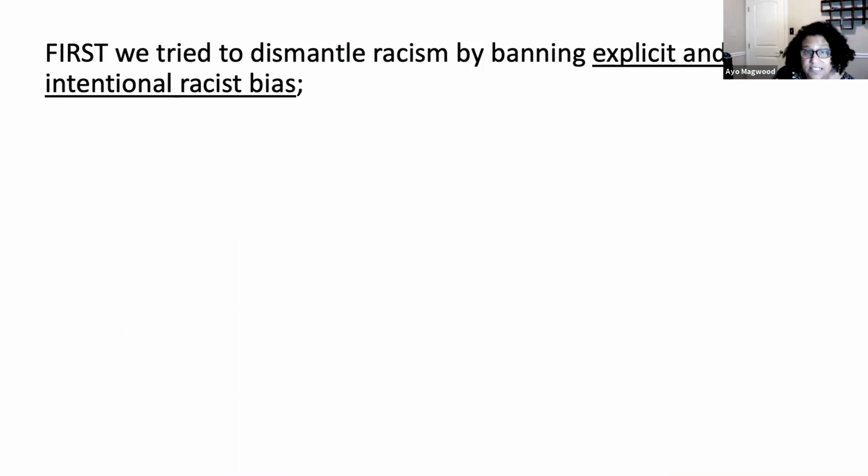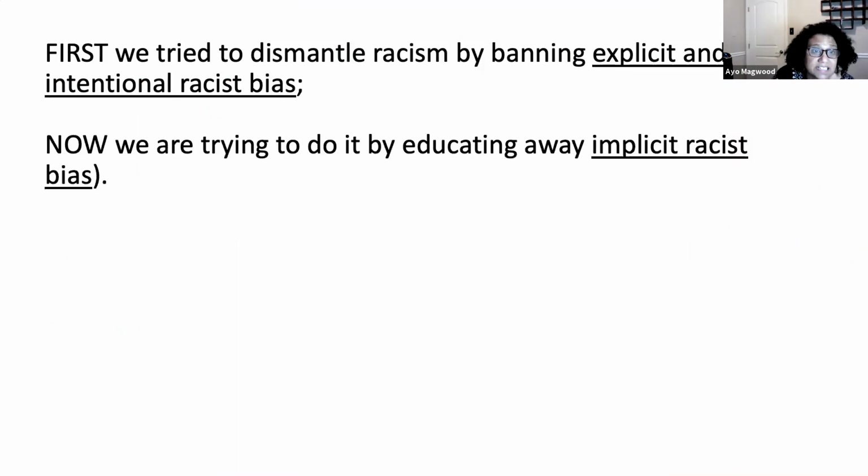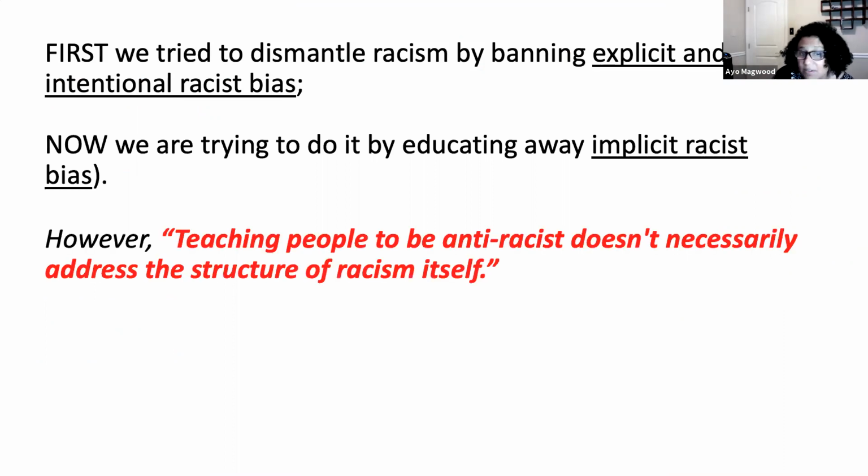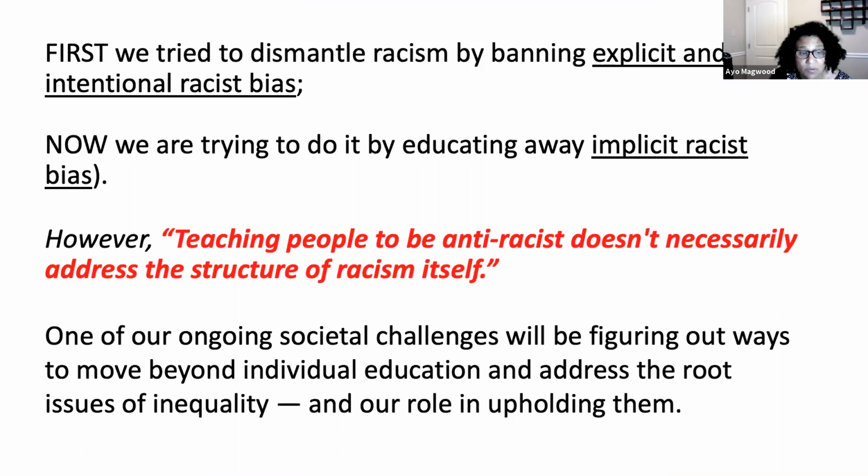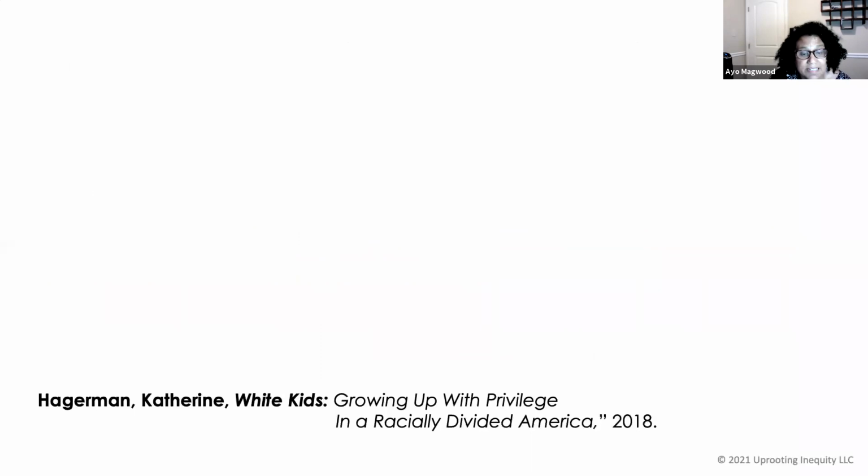So again, first we tried to dismantle racism by banning explicit and intentional racist bias. Now we're trying to do it by educating away implicit racist bias. However, teaching people to be anti-racist doesn't necessarily address the structure of racism itself. One of our ongoing societal challenges will be figuring out ways to move beyond individual education and address the root issues of inequality and our role in upholding them.